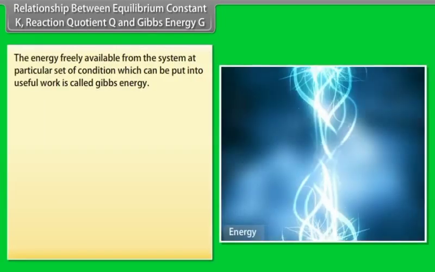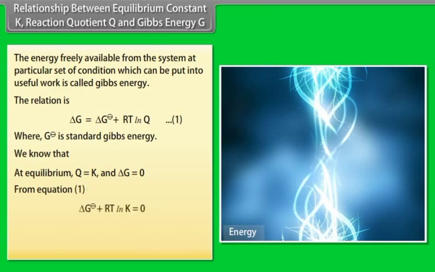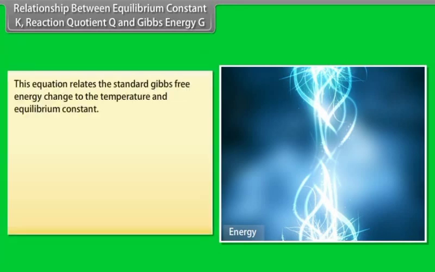Relationship between equilibrium constant K, reaction quotient Q and Gibbs energy G. The energy freely available from the system at a particular set of conditions, which can be put into useful work, is called Gibbs energy. The relation is, let us name it equation 1, where ΔG° represents standard Gibbs energy. We know that at equilibrium Q is equal to K and delta G is equal to 0 from equation 1. Rearranging gives this equation, which relates the standard Gibbs free energy change to the temperature and equilibrium constant.